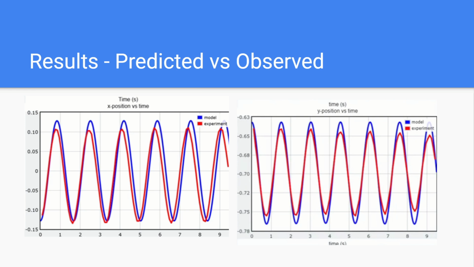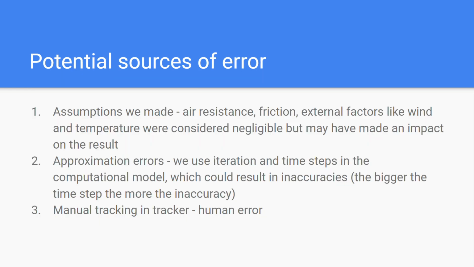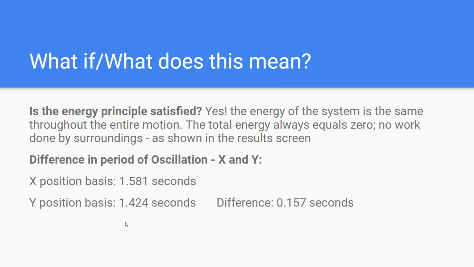So, possible sources for this deviation that we see in the result. First of all, air resistance, friction, external factors like wind and temperature, which we considered negligible for the simulation, but might have had an impact on the result. Generally, approximation errors, like iteration and time steps in the computational model, which could result in inaccuracies. So the bigger the time step, the more the inaccuracy. Although I used a pretty small time step, there is still the potential for inaccuracy. And then lastly, of course, manual tracking in Tracker. There's always the potential for human error.